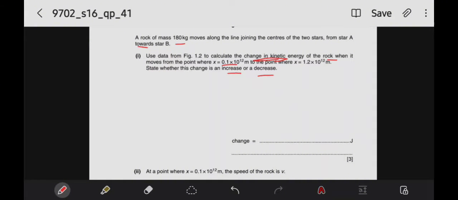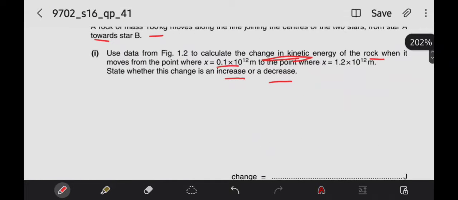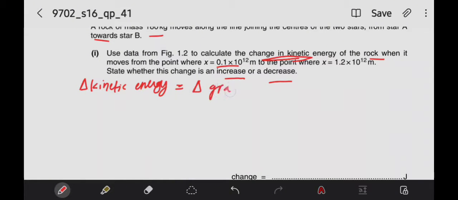Okay. So let's state some relationship first. That change in kinetic energy will be equal to change in gravitational potential energy. I'm just writing it as GPE, right? Since we know that there is a relationship between GPE and gravitational potential, and what is that relationship? GPE, or gravitational potential energy, is equal to gravitational potential times mass.